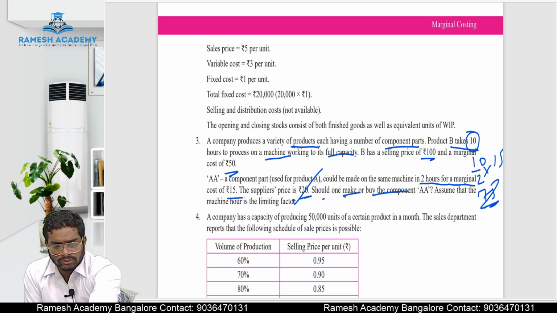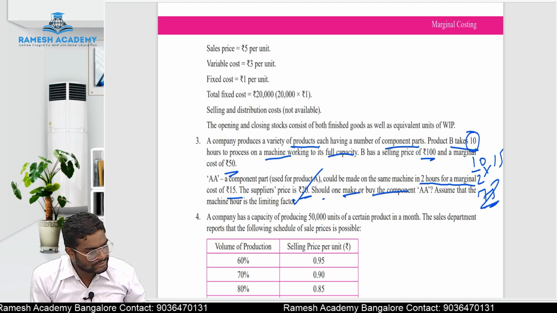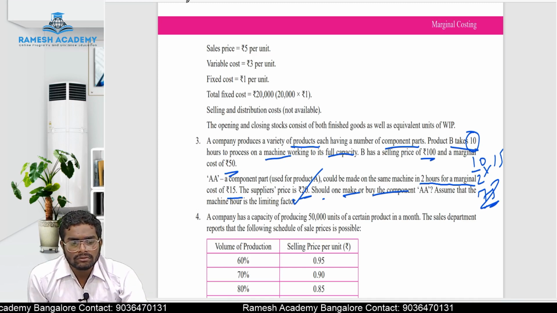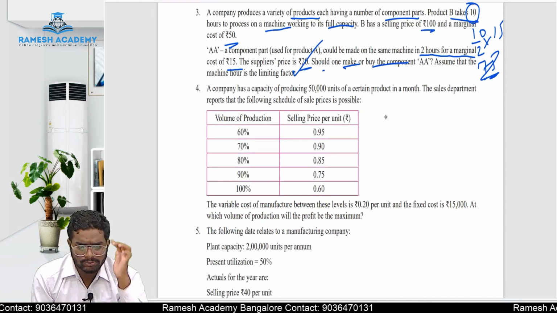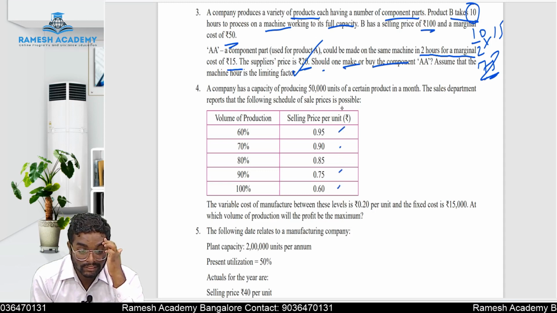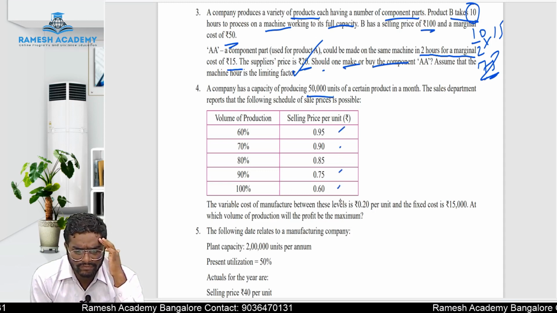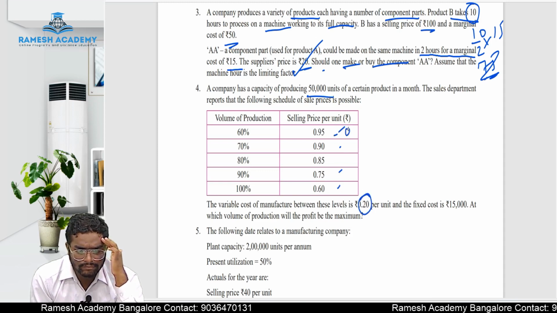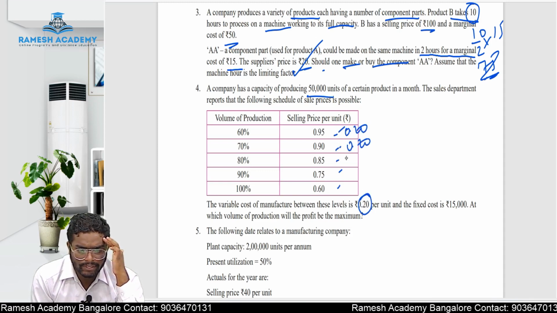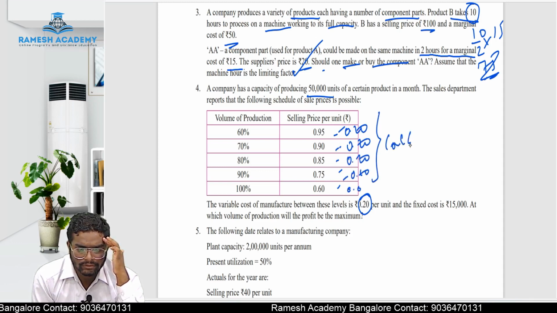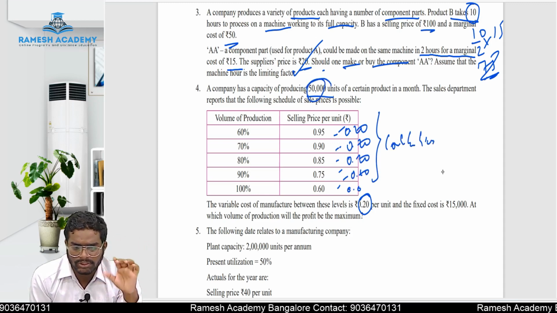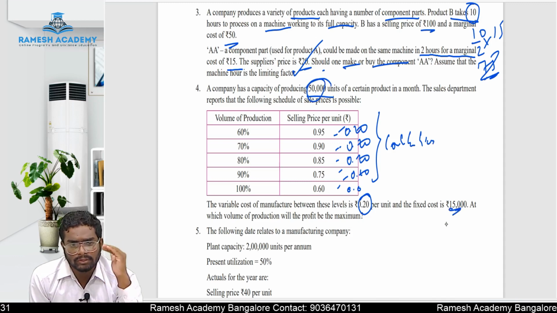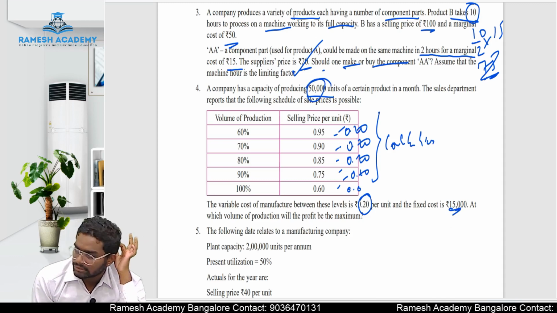Now we will go to the fourth question. So fourth question is simple. I'll just tell it off. So thing in fourth question is that they have given different sales price. Okay, selling price they have given separately, and they have given 50,000 units, and they have given the variable cost. First deduct it here only, you will get the contribution. Okay, so contribution multiplied by number of units, which is 50,000, you will get the contribution amount, then deduct the fixed cost, you will get the profit. Whichever higher profit, go with that amount. That's all. Simple question.